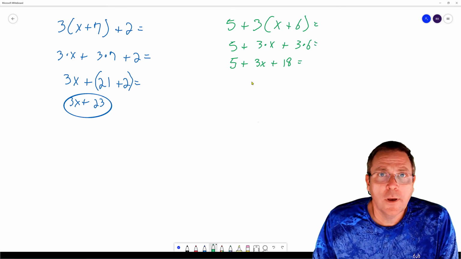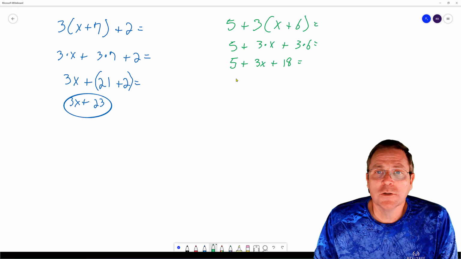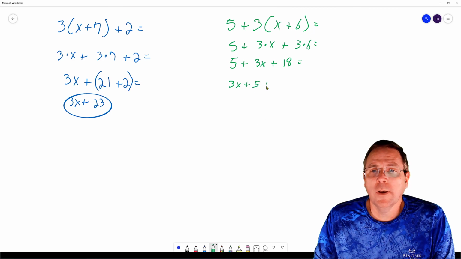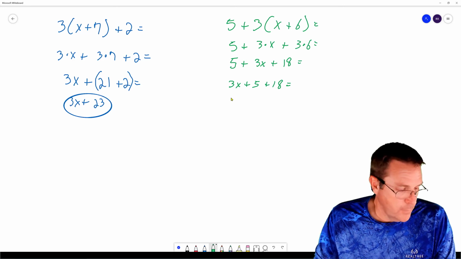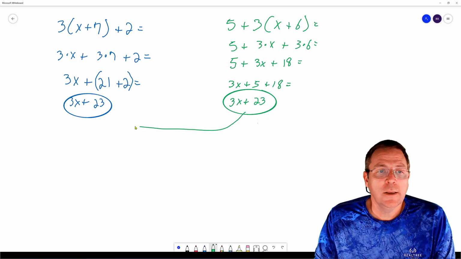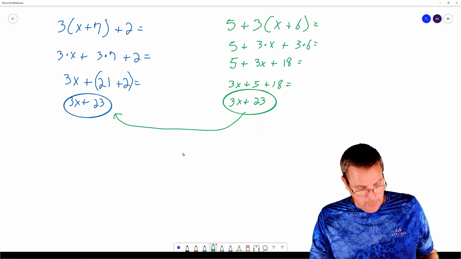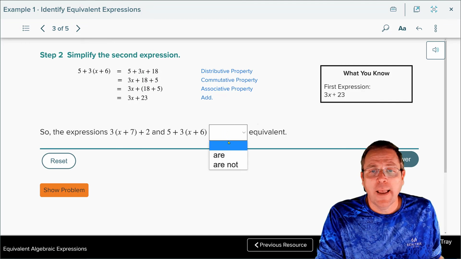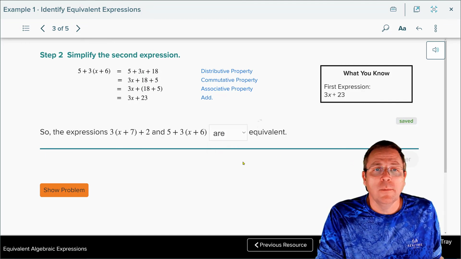Now I'm going to use the commutative property of addition, which says order doesn't matter when adding. So I'm going to flip the 5 and the 3x. So I have 3x plus 5 plus 18. And from there, I can say 3x plus 5 plus 18 is going to equal 23, which incidentally is the same thing I got there. So, do those represent the same values? The answer is absolutely, they are going to be equivalent.